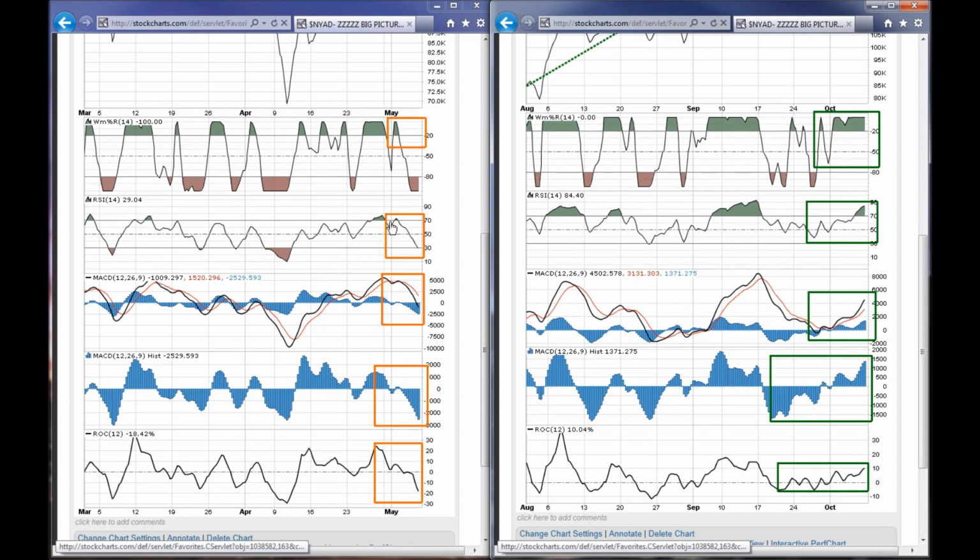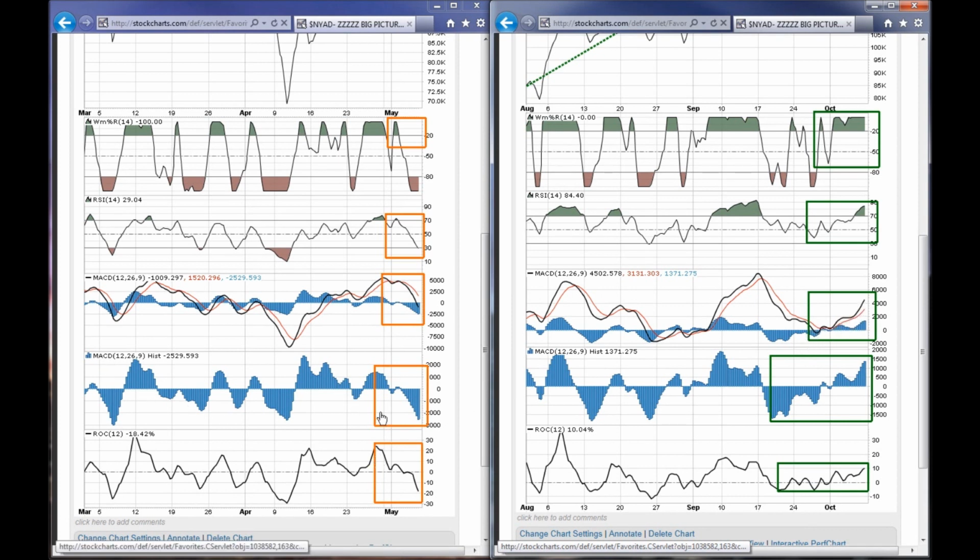RSI. As the market peaked, RSI made a lower high, rolled over and looked weak. Here the trend is positive and well above 70 with bullish conviction. MACD, the short-term trend for the last 7 to 8 trading days when the market rolled over, didn't look good. Compare that to the last few trading days that we've had in the present day, looks pretty healthy.